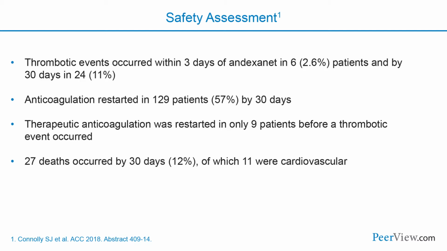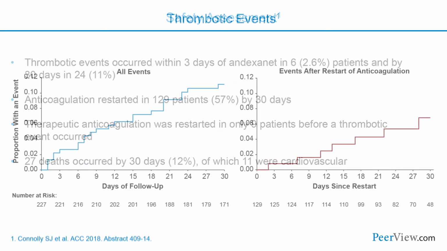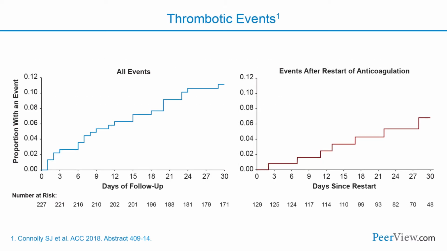But remember, this study had a pronounced, deliberate shift towards intracranial hemorrhage for enrollment. These Kaplan-Meier curves show thrombotic events on the left, all events on the right, events after restart of anticoagulation. On the right, the blue line is lower, smaller, because once you restart anticoagulation, you're less likely to have a thrombotic event.